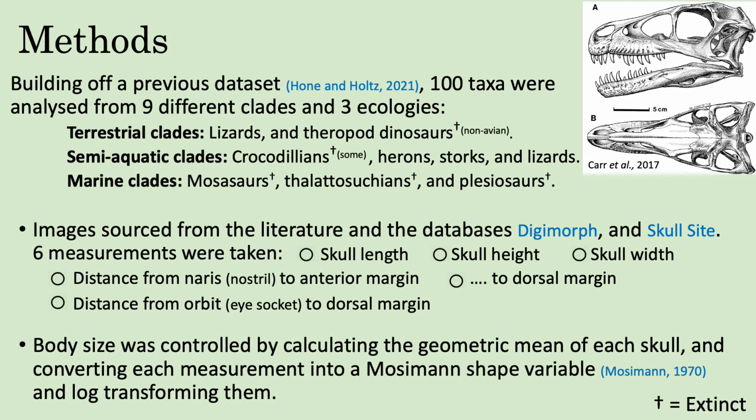To do this, we analysed 100 taxa from 9 clades across the ecologies, and using images we sourced from the literature and skull databases, took 6 measurements: skull length, height, width, distance from nostril to the front of the skull, distance from nostril to the top of the skull, and distance from orbit to the top of the skull. We controlled for body size by calculating a geometric mean for each skull and using this to convert each measurement into a Mosimann shape variable, which was then log transformed.